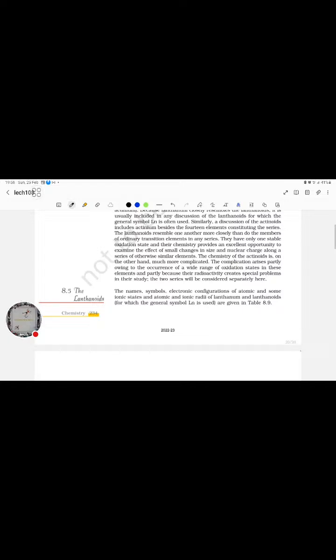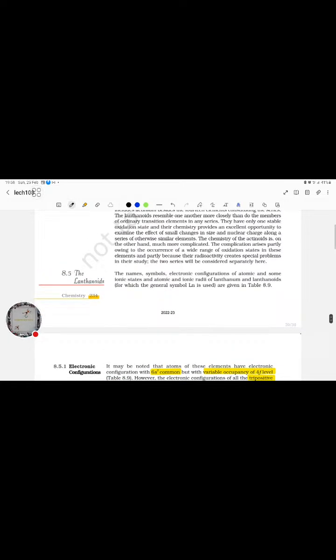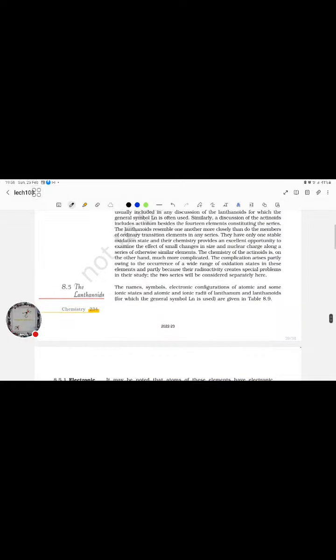The chemistry of the actinoids is, on the other hand, much more complicated. The complication arises partly owing to its occurrence of a wide range of oxidation states. So the lanthanides பொறுத்த வரைக்கும் only one stable oxidation state, and we will examine how chemical properties change according to very small details such as atomic radii, atomic size, the oxidation state, the nuclear charge, something like that.